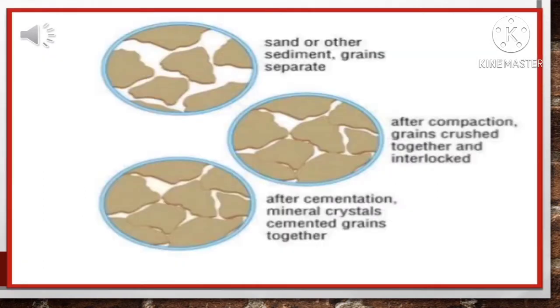So let's review again the compaction and cementation process. After the deposition, the sediments are first separated, and then when the compaction begins, the grains crash together and interlock. And after cementation, the mineral crystals that are left behind cemented or glued the grains together. So this is the process of making a sedimentary rock.